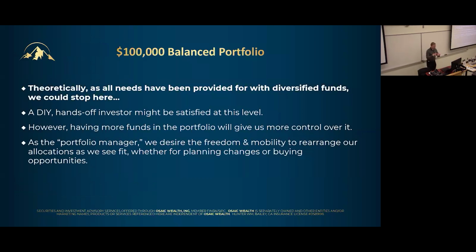So here, theoretically, not saying you should do this, but theoretically, all the needs for the portfolio have been met. We have a cash position. We have a moderate risk, little bit of yield position. We have a growth position. So all of those things are accounted for. Everything has something in place for it. So if you're DIY and hands off, again, lower age, not doing a whole lot, or just really want super, super simplicity, you might be satisfied.